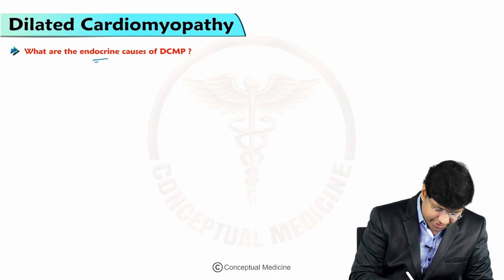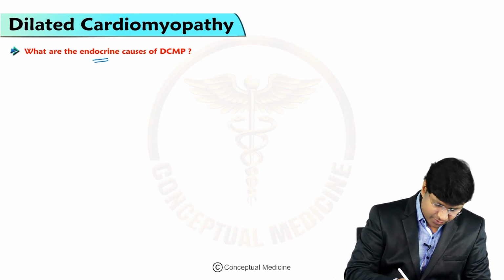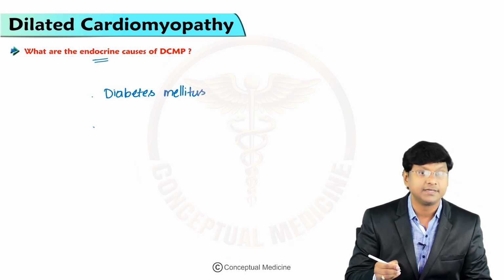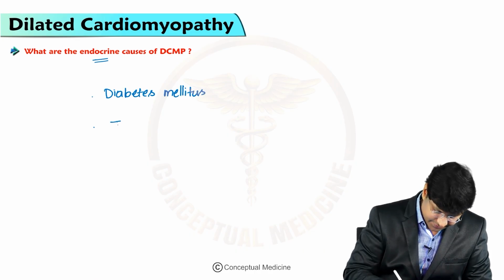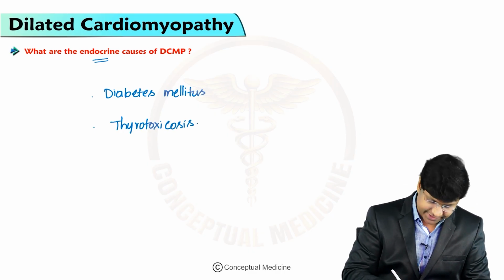Then you also need to know the endocrine causes of dilated cardiomyopathy. Endocrine causes of dilated cardiomyopathy include diabetes mellitus, followed by thyrotoxicosis, and then hypothyroidism.